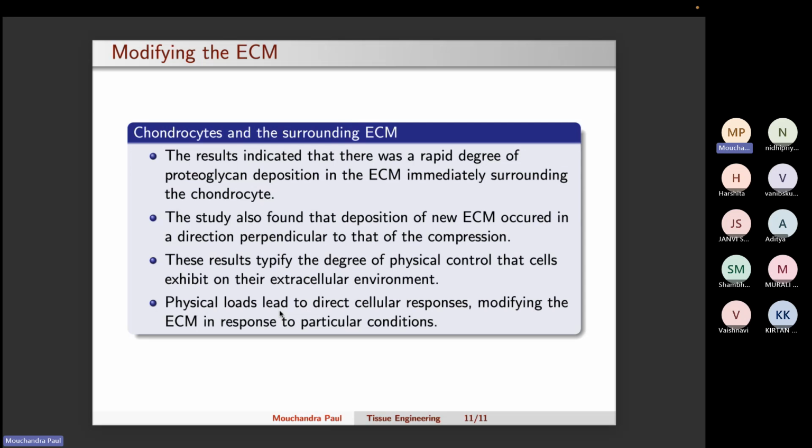Now these results typify the degree of physical control that the cells exhibit on their extracellular environment. So the cell has a very strong control over its ECM environment. Physical loads lead to direct cellular responses, thus modifying the ECM in response to particular conditions. So here some kind of load has fallen on the cartilage, and immediately the cellular response is to repair that particular area by synthesizing the ECM. So the ECM is getting modified.